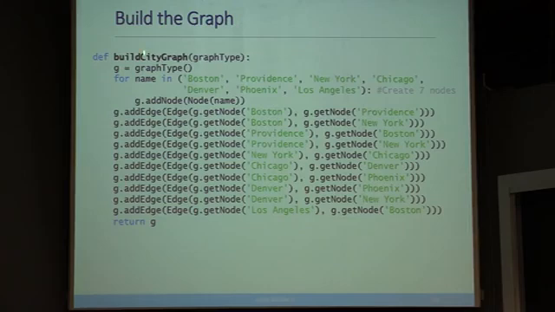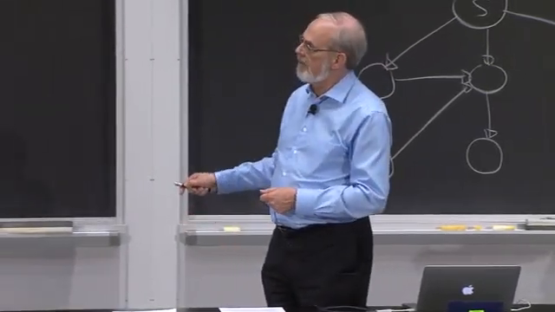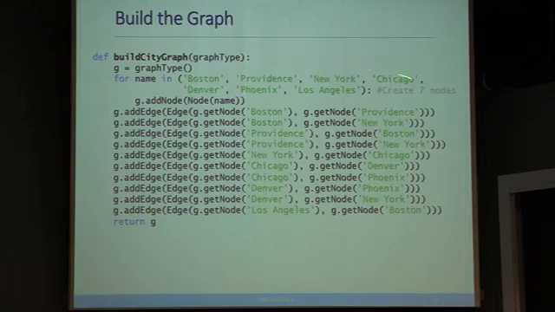I'm going to create a little function that's going to build a city graph. I'm going to pass in a type of graph, which I will then call to create it. So I could make this as a digraph, or I could make it as a graph. I'm going to start off with it as a digraph. And then notice what I do here. I just run over a little loop with a set of names, creating a node with that name, and then adding it into the graph.